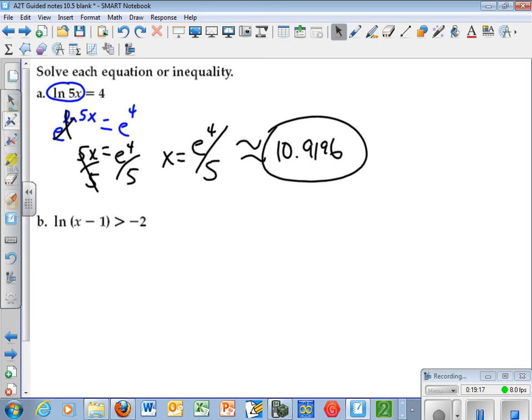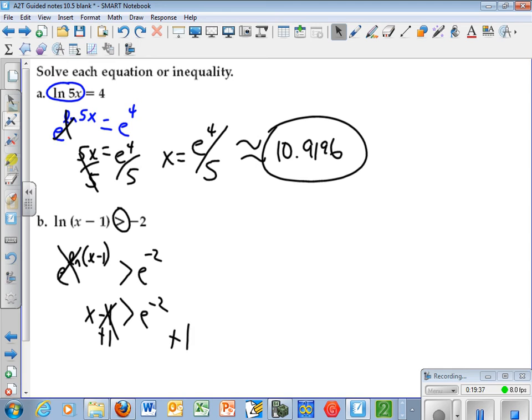Okay, last one here. Now it's an inequality here because of that symbol, but that doesn't matter. I still want to do it just like an equation. So e to the ln of x minus 1 is bigger than e to the negative 2nd power. These are inverses of each other, leaving me with x minus 1 is greater than e to the negative 2nd. I want to get x alone, so I'm going to add 1. So x is bigger than e to the negative 2nd plus 1.